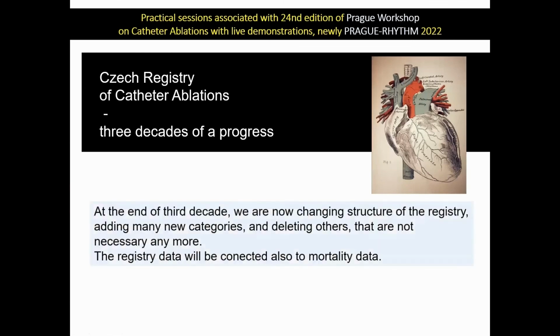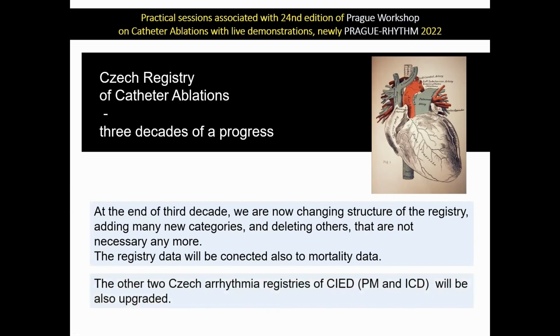So we are going to the end of this presentation. At the end of the third decade, we are now changing the structure of the registry, adding many new categories and deleting other categories that are not necessary anymore. The registry data will be connected also to mortality data, which I think is very, very important. The other two Czech registries of arrhythmia, of pacemaker and ICD implantation, will also be upgraded. So thank you for your attention.